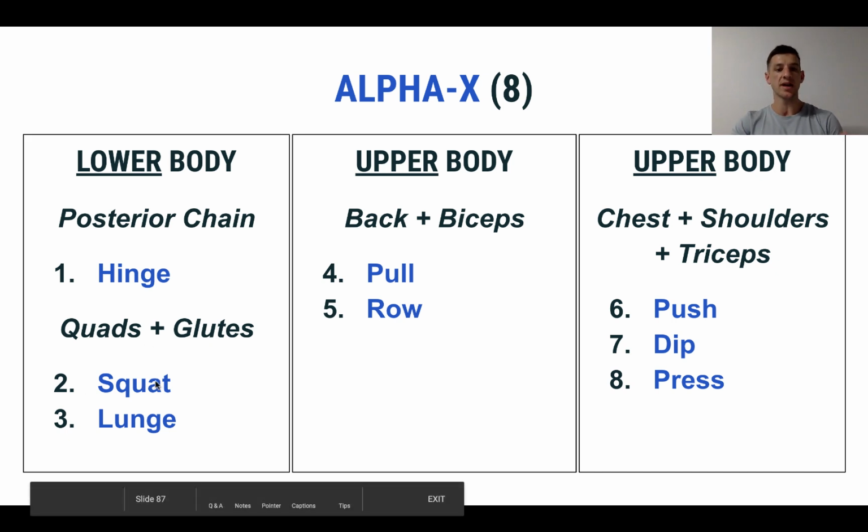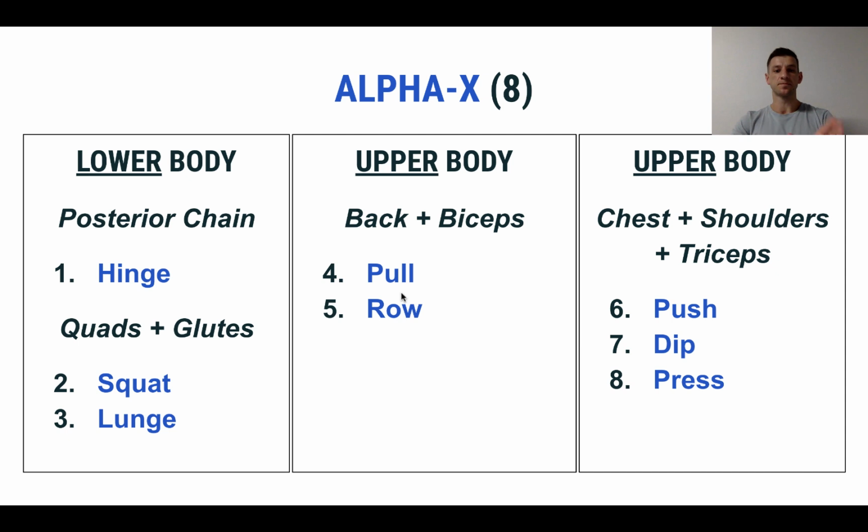Okay, quads and glutes. So again, lower body. So quadriceps, like your legs, and glutes, the buttocks, squat and lunge, we target those. For the upper body, specifically back and biceps, we have the pull and the row. So the pull and the row target the back. But then again, we also want to target the front, which would then be the chest, shoulders, and triceps. So we have a push, we have a dip, and we have a press.